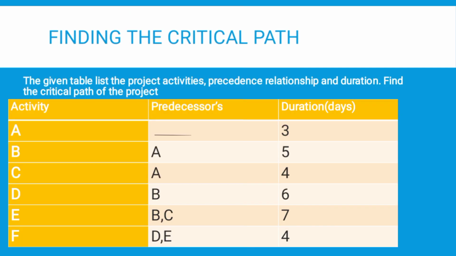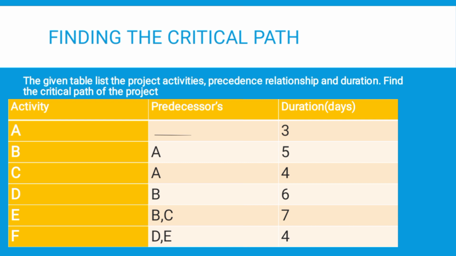In the critical path, we are given the activities, the predecessors, the relationship, and the duration. We have the activities from A to F. We have the predecessors from A to E. Then we have the durations.